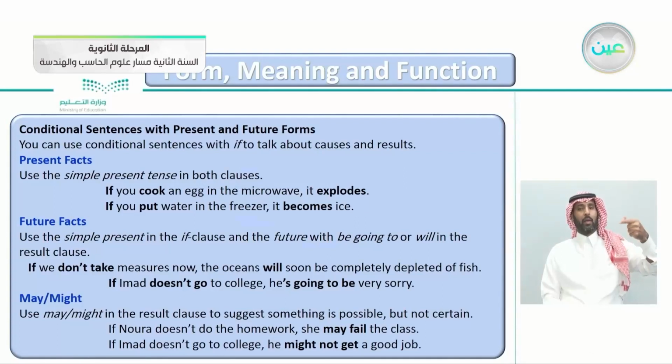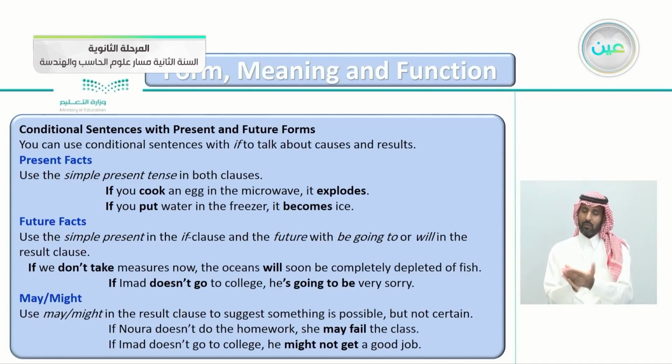For example here, if Noura doesn't do the homework, she may fail the class. Again, if Noura doesn't do the homework, she may fail the class. We are not certain that she will fail. She may fail the class. If Imad doesn't go to college, he might not get a good job.